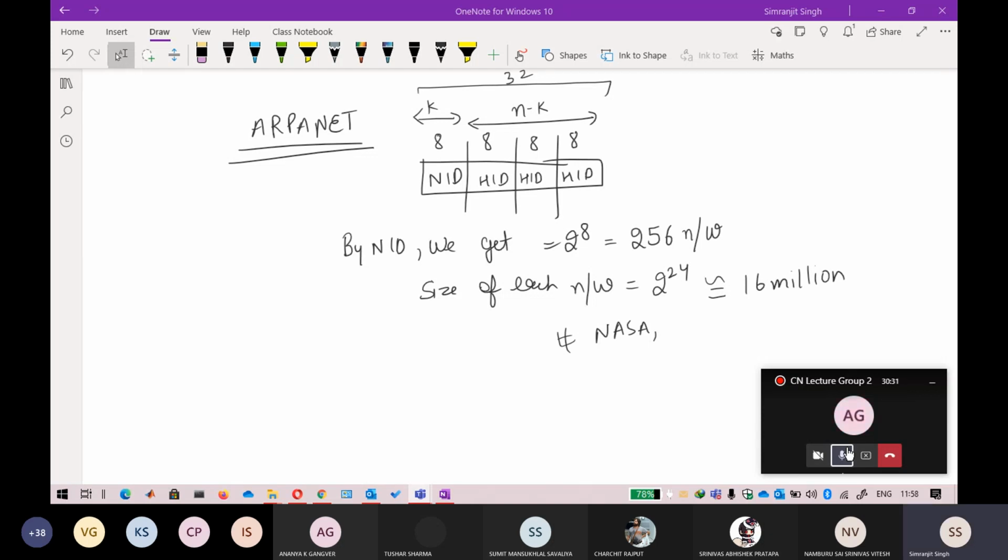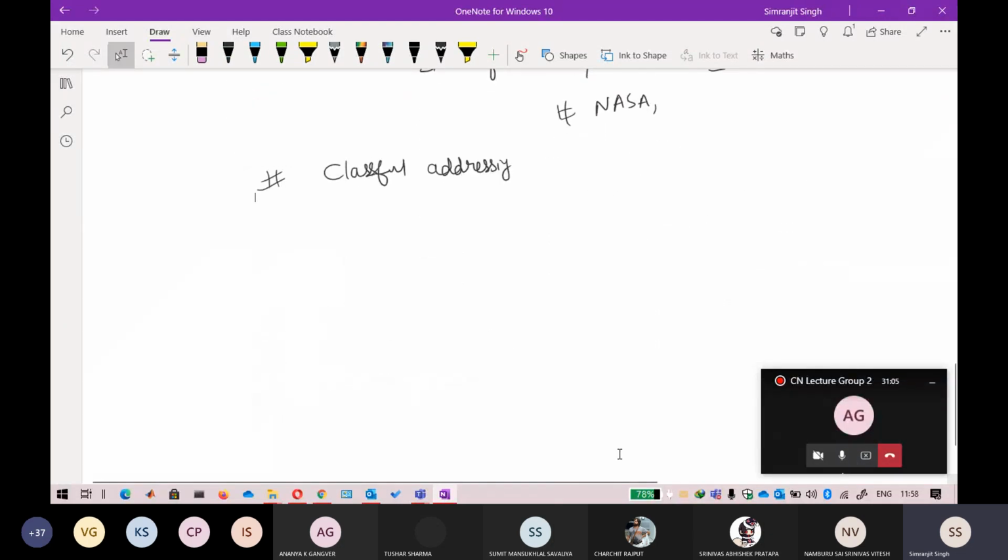That is why we came to something called classful addressing. Everybody does not need 16 million IP addresses. Some may need only 1, 2, 4, or 100 IP addresses. So that is why we divided the network into classes. If you need fewer addresses, you can go to class C. If you need more, you can go to class B or class A. That is why we go for classful addressing.